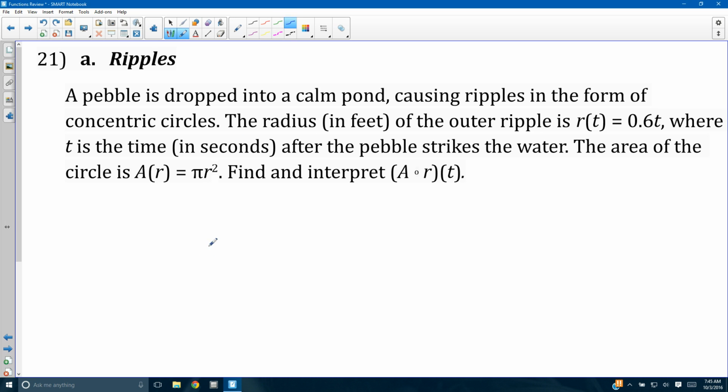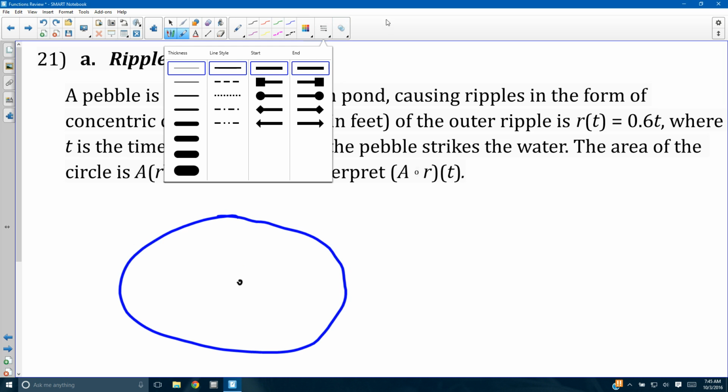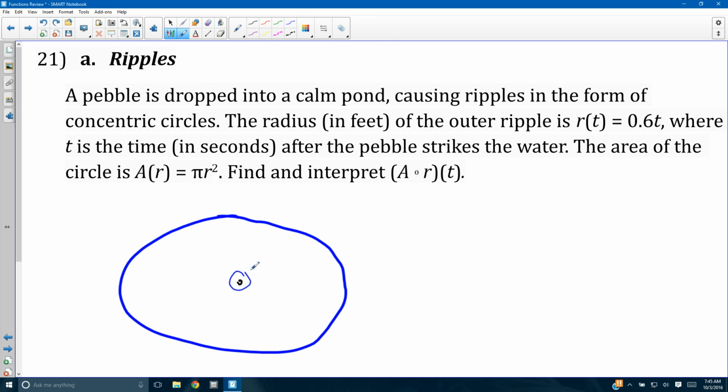So what's going on is you have a pond right here, and you drop a rock in there. Let's say I dropped it right there. Okay, and then you get this ripple effect, where concentric circles start to form out. Concentric circles just mean circles with the same center but different radii. Obviously, those weren't perfect-looking circles. But the outer ripple, the very first one that was growing out here, was growing at a certain rate.